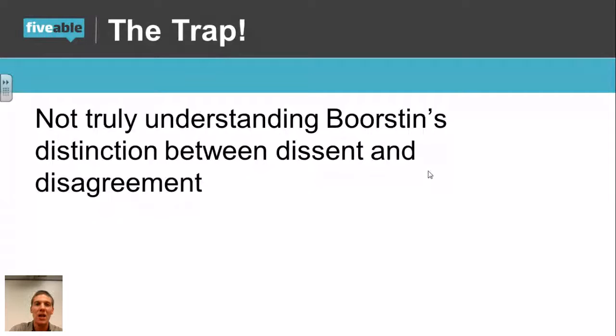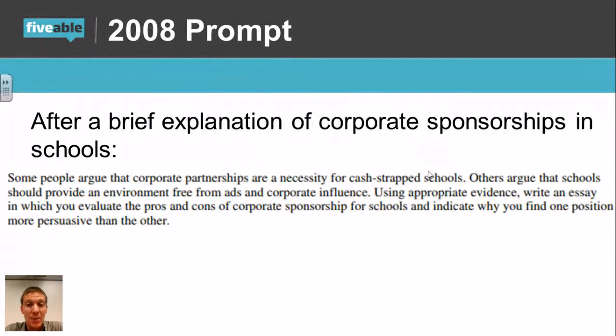All right, 2008. After a brief explanation of corporate sponsorship in schools. There are several sentences above what I've excerpted here that just talk about the sponsorship in schools. Corporate sponsorship meaning businesses who sponsor schools. Let's go ahead and read the actual paragraph where the task is. Again, try to find the trap that so many people fall into.